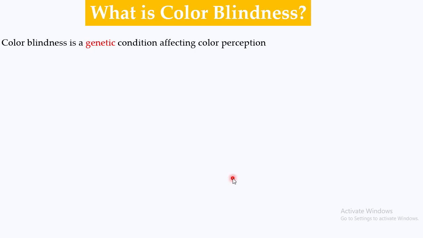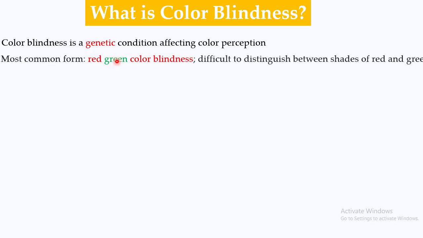If you talk about color blindness, it is a genetic condition. That means genes are involved, and this genetic condition affects color perception. The most common form of color blindness is known as red-green color blindness, and in this condition, patients have difficulty distinguishing between the shades of red and green. Therefore, this condition is known as red-green color blindness.